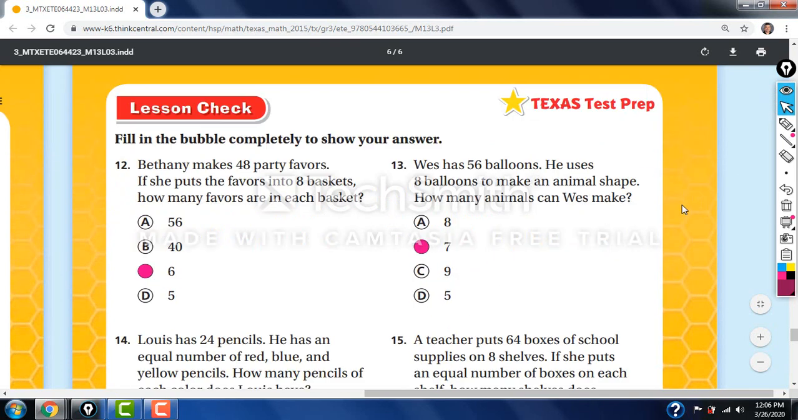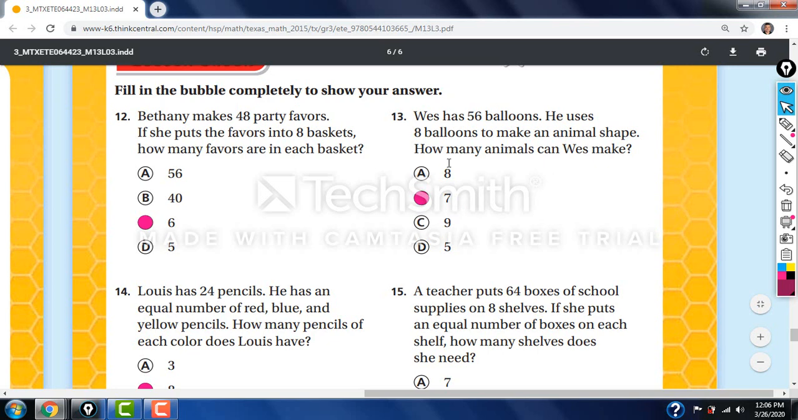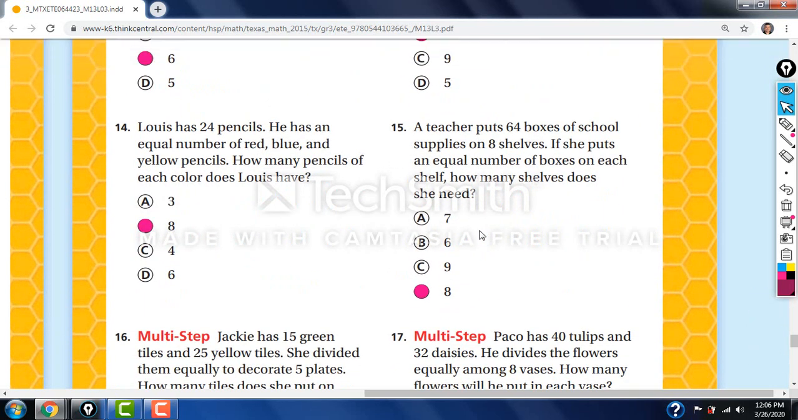Again, you need to know your multiplication tables. If you don't, you're going to have a hard time figuring this out. So again, look at your numbers, how many equal groups, and you should be okay. Let's go with the next one.